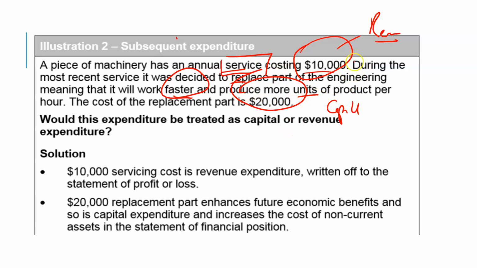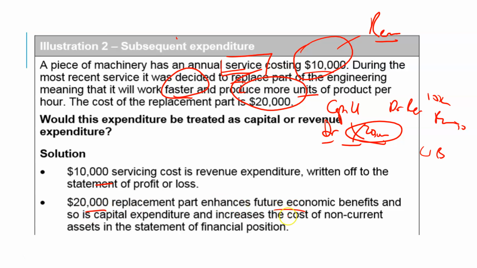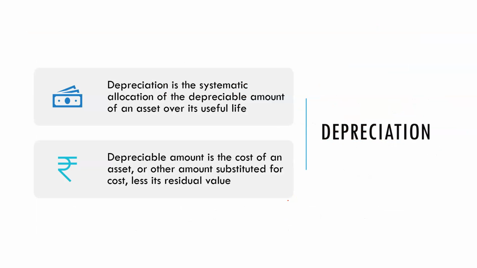Where we are debiting revenue and crediting bank with the 10K, here we are debiting the asset and then crediting bank, because here we can capitalize the 20,000 very clearly. It's a capital cost, and they tell us here, yes, because it's able to bring in future economic benefit. So that's the first thing, and that's subsequent expenditure.